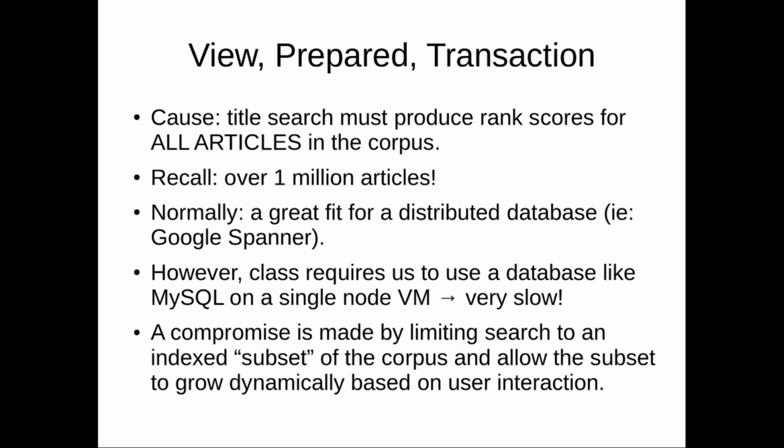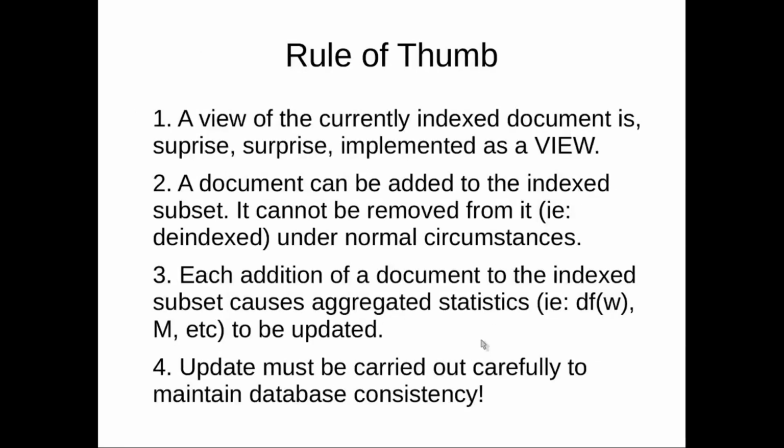And as you can imagine, this comes with a plethora of advanced technique requirement, which is why we'd have to use these three: view, prepared, and transaction. Alright, so here are the rules of thumb for document indexing. First one is that a view of the currently indexed document, which of course is a subset of the entire corpus, is, to the surprise of nobody, implemented as a view.